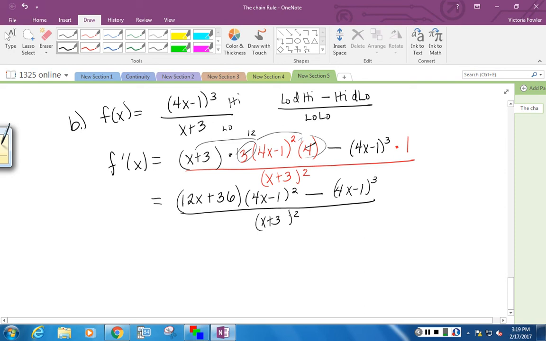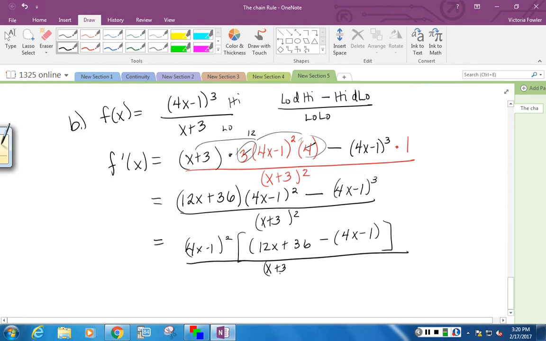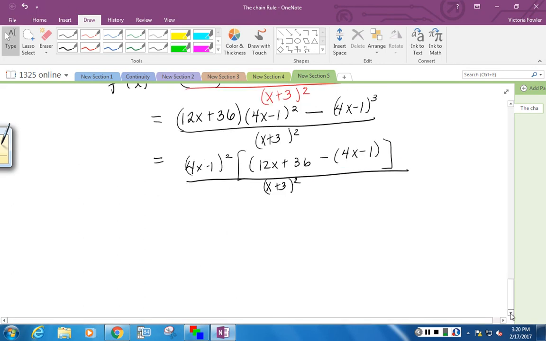And so maybe I factor out 4x minus 1 squared. That'll make this look a little bit different. So let's do that. Let's factor out the 4x minus 1 all squared. And so I would be left with 12x plus 36. And then I've got one factor of 4x minus 1 left, since I factored out 2 of those. Rewrite my denominator so I don't lose it. I see that happen a lot on student papers. Don't forget we still have that denominator squared.